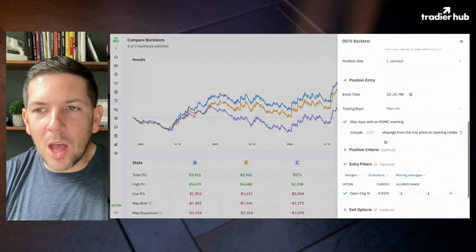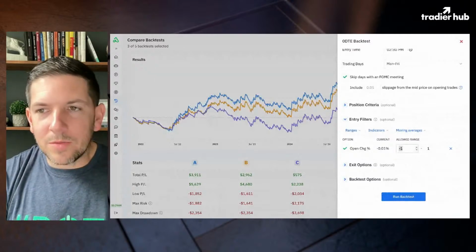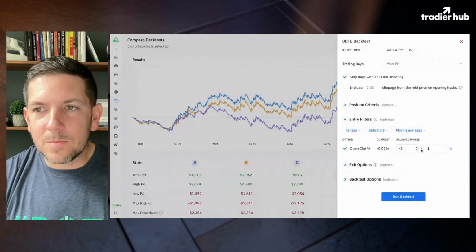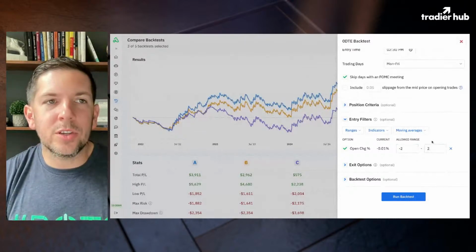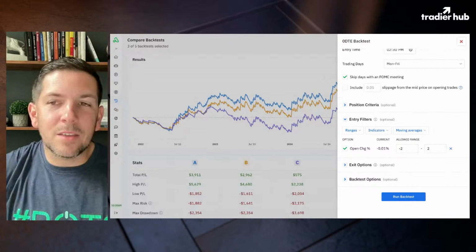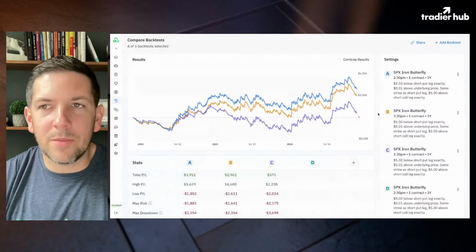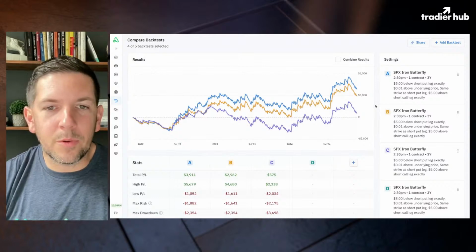And instead of allowing a 1% range, which maybe is too restrictive, let's move this up to a 2% range. So let's say, look, if the opening change is 2% up or down, we don't want to do anything. Maybe the threshold is a little bit bigger. So let's run this backtest now with a 2% range and see if we can improve the performance of the strategy.